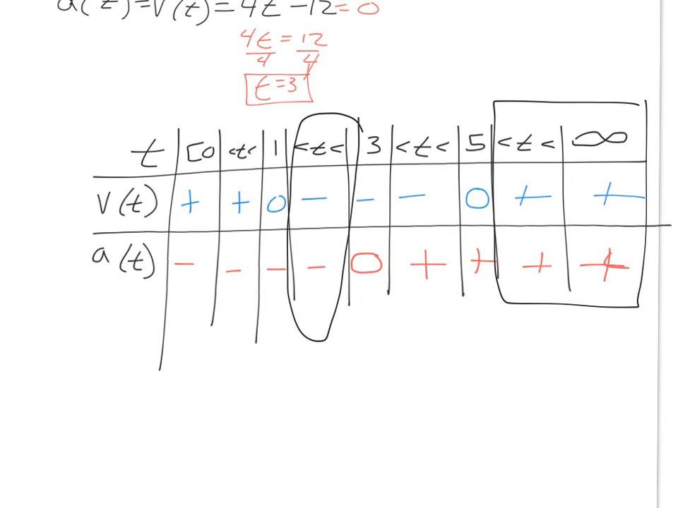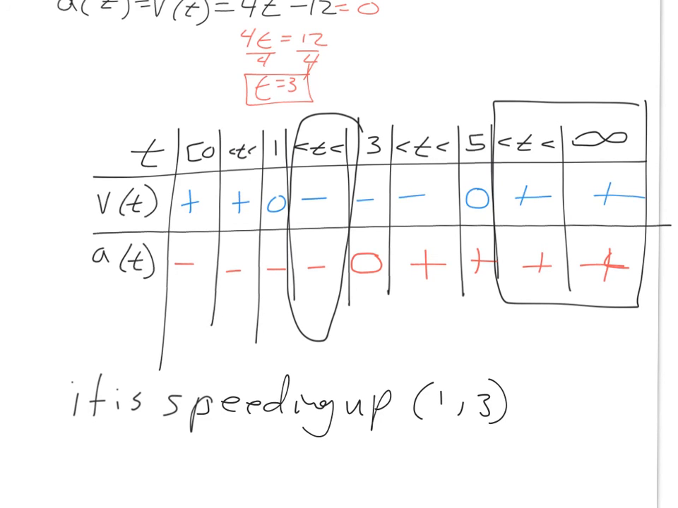And so when are the intervals where it's speeding up? Well, it is speeding up when t is from 1 to 3, and from when t is 5 till infinity. So those are the two intervals when it's speeding up, because those are the two intervals where it has the same sign. So there you go.